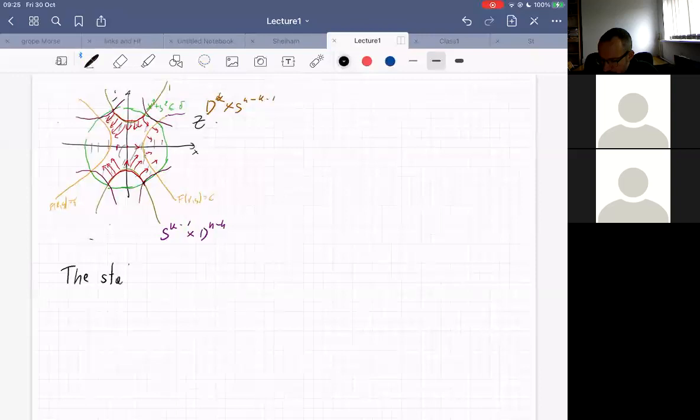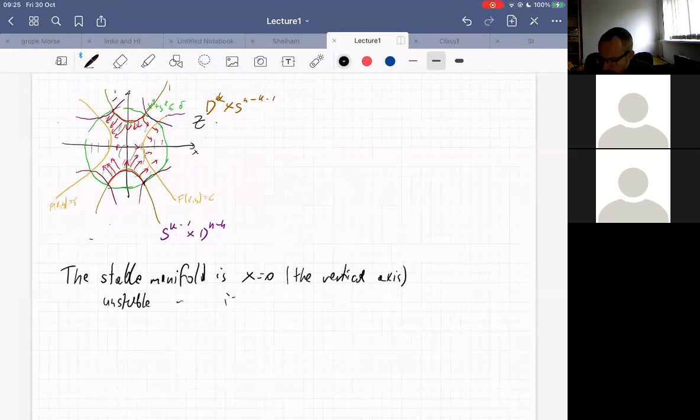The stable manifold is X equals 0, the vertical axis. The unstable is Y equals 0, the horizontal. What is the intersection of, let me call it WS and let's call it WU.